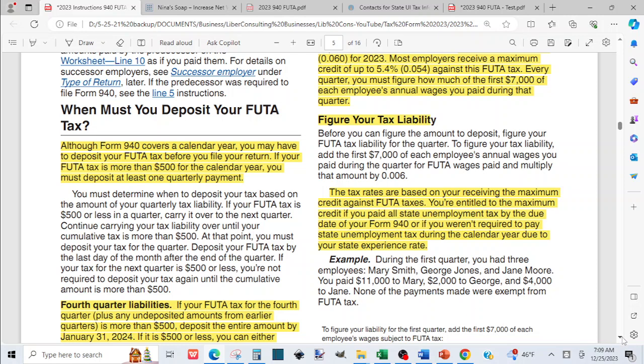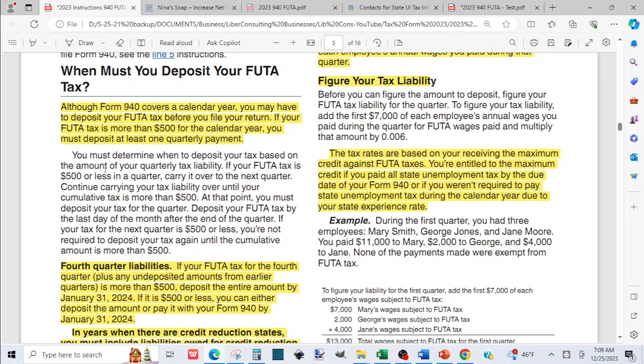So pretty much, you must determine when to deposit your tax based on the amount of your quarterly tax liability. If your FUTA tax is $500 or less in a quarter, carry it over to the next quarter. Continue carrying your tax liability over until your cumulative tax is more than $500. At that point, you must deposit your tax for the quarter. Deposit your FUTA tax by the last day of the month after the end of the quarter.